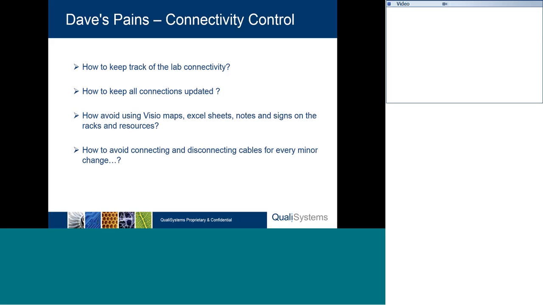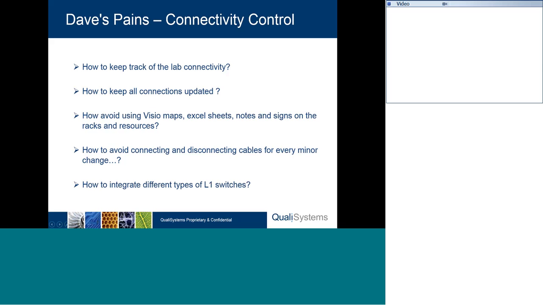How can I avoid connecting and disconnecting cables for every minor change? Like if I have a specific change and now I need to connect one resource to another resource. Sometimes the guy walks into the lab and starts connecting and disconnecting a lot of cables and a lot of resources just to get his setup done. But sometimes, if you know the general setup and even know the topology of the lab, it can be done very easily without doing a lot of changes and without doing a lot of updates.